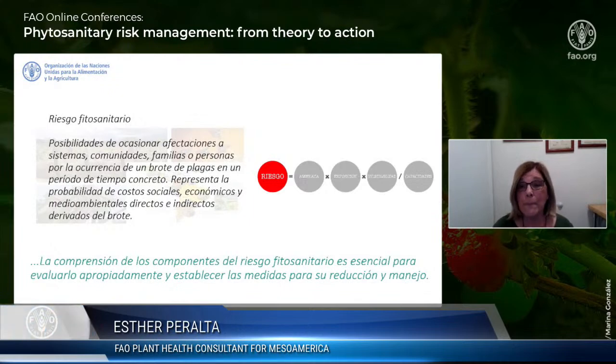The second one is exposure, understood as the plant species, the production areas, people, and assets of farming value chains that are exposed to these threats. The third one, vulnerability, given by economic, social, and environmental factors that increase the susceptibility of crops, people, sectors, and the areas that are exposed. And capabilities, which is the combination of strengths, features, and resources that are available to manage and reduce phytosanitary risks and increase resilience.